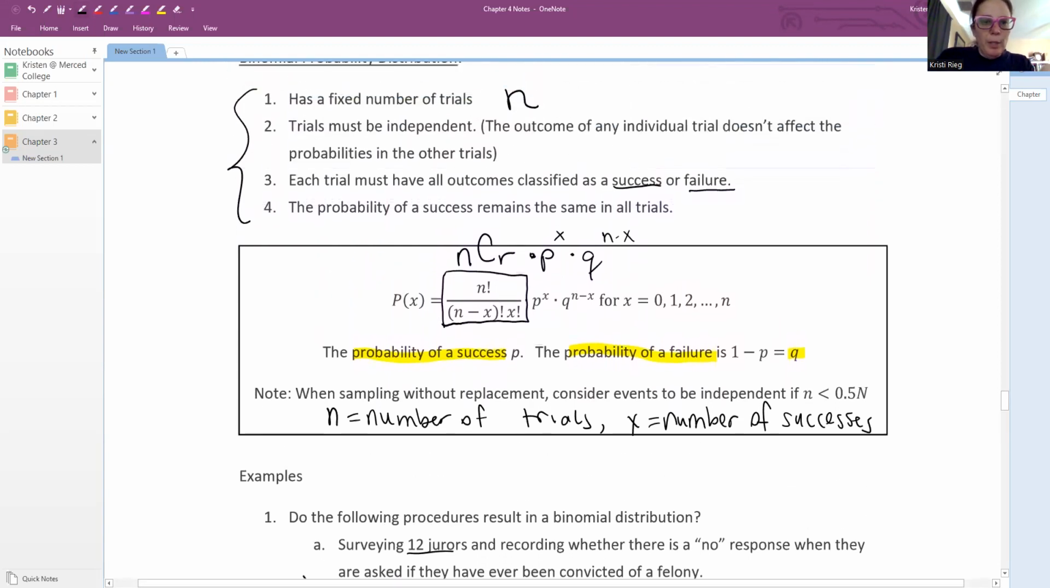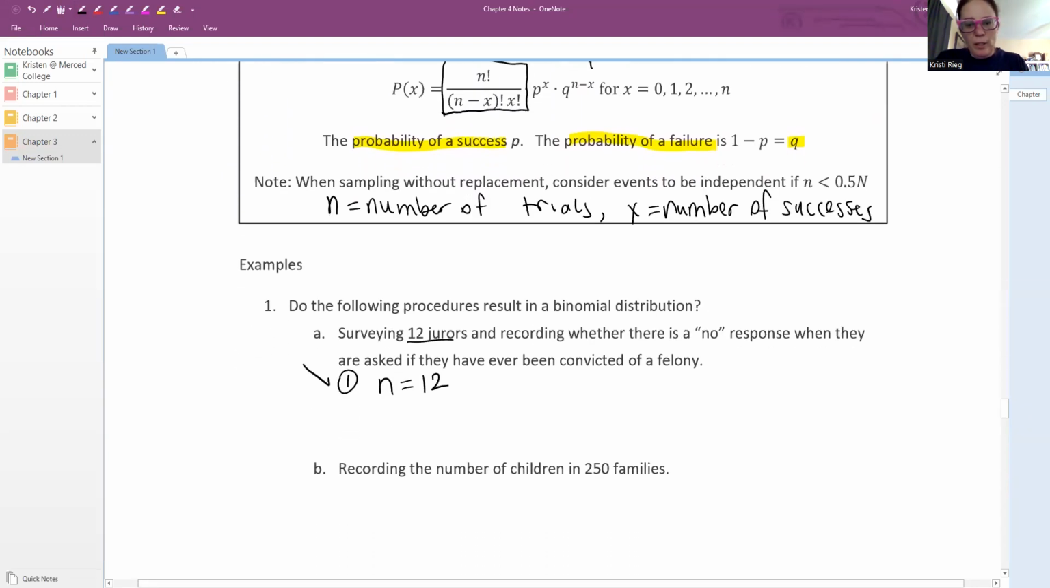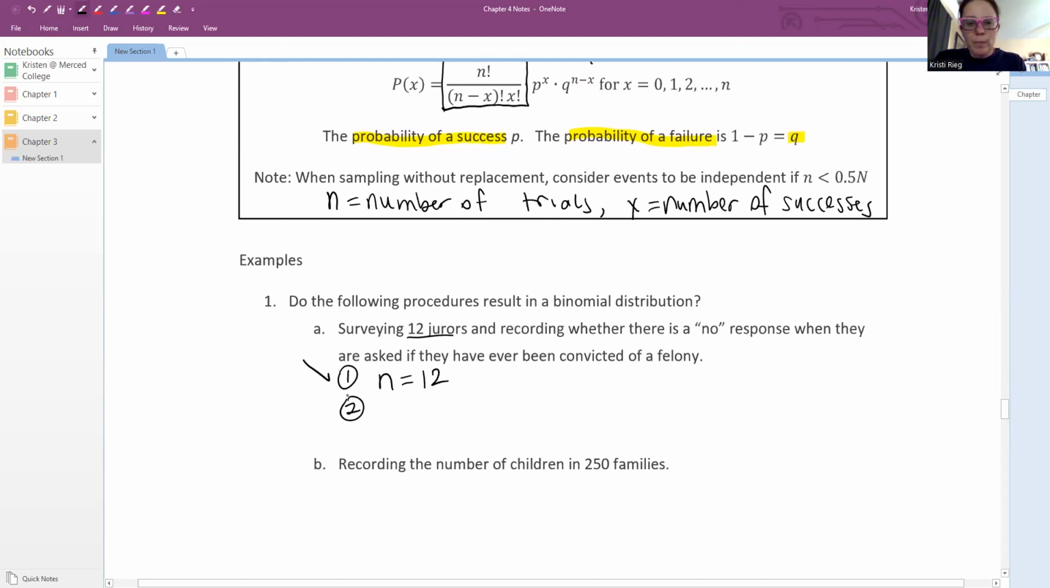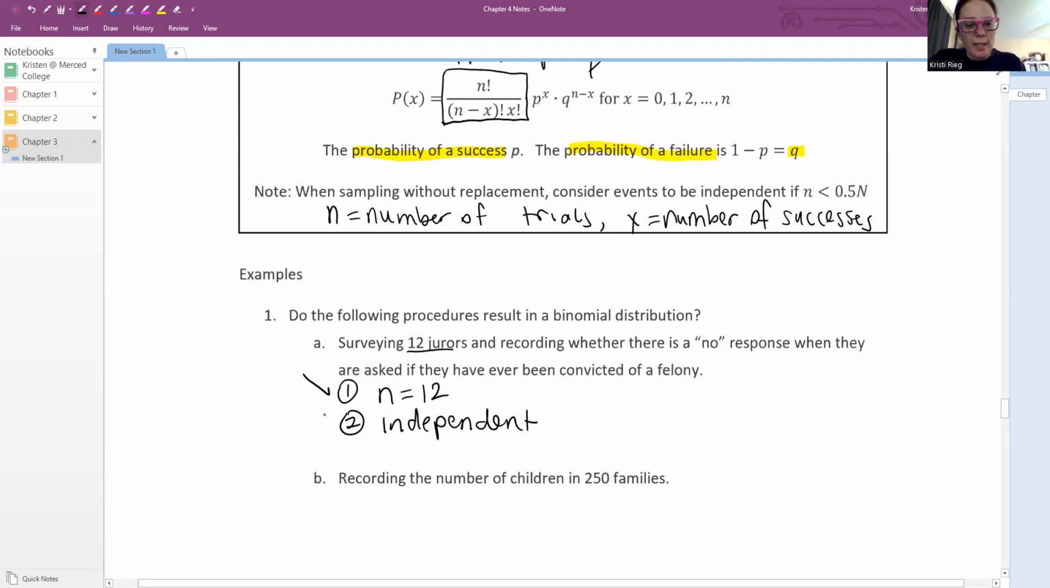Yes. Number 2, the trials are independent. The outcome of an individual trial doesn't affect the probabilities of the others. So if you ask someone if they have been convicted of a felony, and then you ask the next person, because these are jurors, so there's 12 of them at a table. If you ask the next person, is their answer independent, or does their answer depend on the person next to them? So these are independent because each person's answer, yes or no, is only their own answer. It doesn't matter if the person next to them said yes or no. Their answer is only based off of their own history. So yes, it is independent.